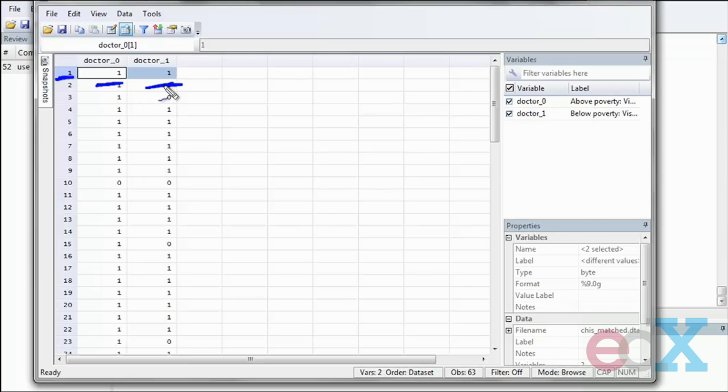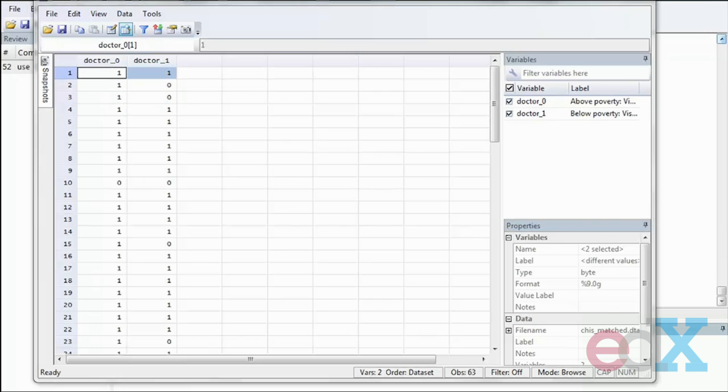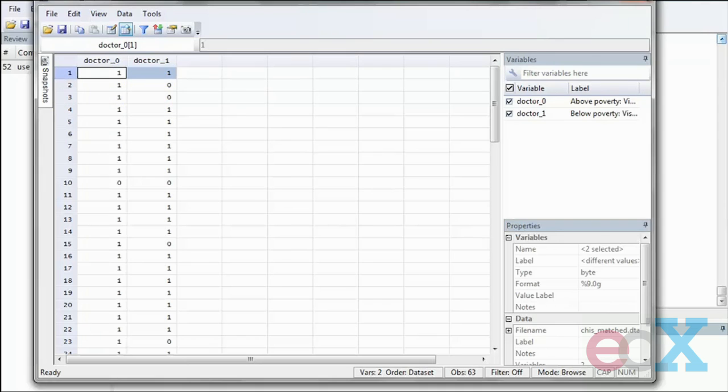So this would mean that for the individual in the matched pair who was above the poverty line, they did go to the doctor. For the one below the poverty line, they also went to the doctor. Now, if we were to look at observation 3 instead, you would see that the individual who was above the poverty line did go to the doctor. The one who was below the poverty line did not go to the doctor. So that's the basic structure of this data set that we're going to use. And so you can see that it's paired, it's matched data.